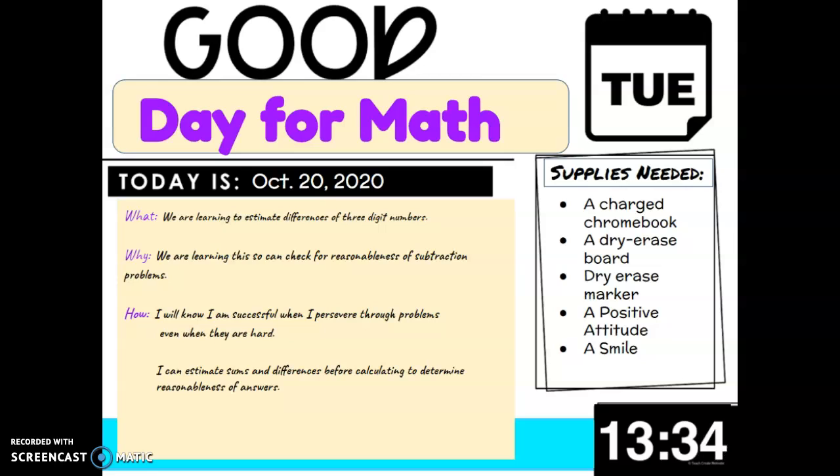Why are we learning this? So that we can check for reasonableness of our subtraction problems. I will know I am successful when I can persevere through problems even when they're hard. I can estimate sums and differences before calculating to determine reasonableness of my answer. So we're looking to see if our answers to the original problem, our exact answers, are reasonable, if they make sense based on our estimation.